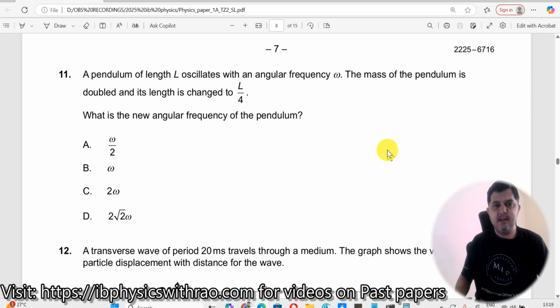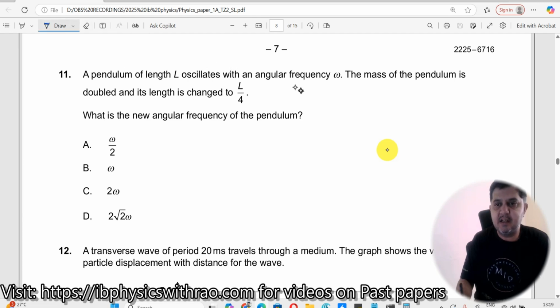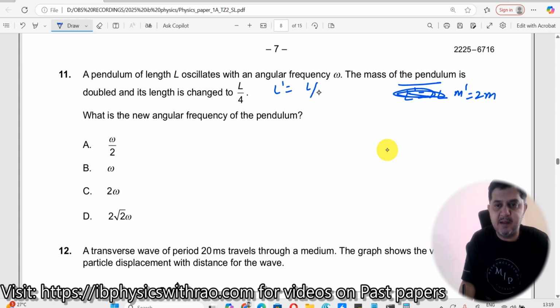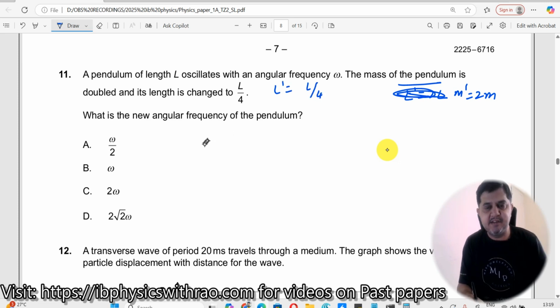Question number 11. A pendulum of length L oscillates with angular frequency omega. The mass of the pendulum is doubled, so M dash becomes 2 times M, and its length is changed to L by 4. L dash is equal to L by 4. What is the new angular frequency of the pendulum?